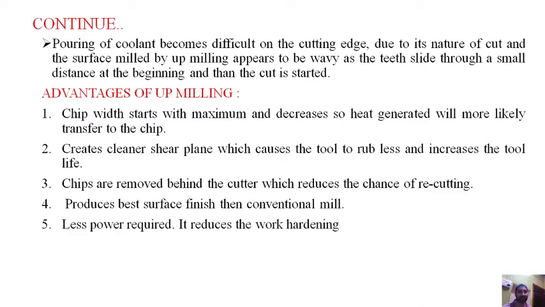It creates a cleaner shear plane, which causes the tool to rub less. So the friction in the case of up milling is less, and since the friction is less, the tool life increases. The chips are removed from behind the cutter, which reduces the chance of recutting. It produces the best surface finish compared to conventional milling. Less power is required, and it reduces work hardening. So less power is required in up milling.